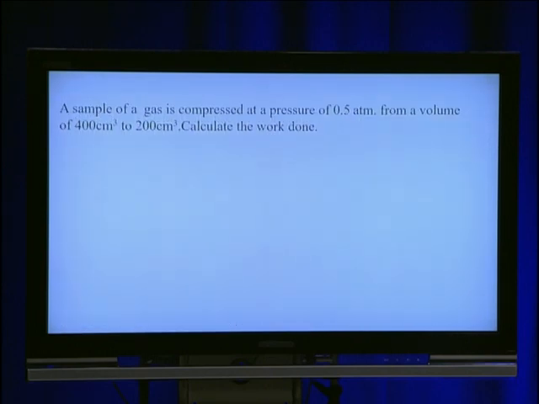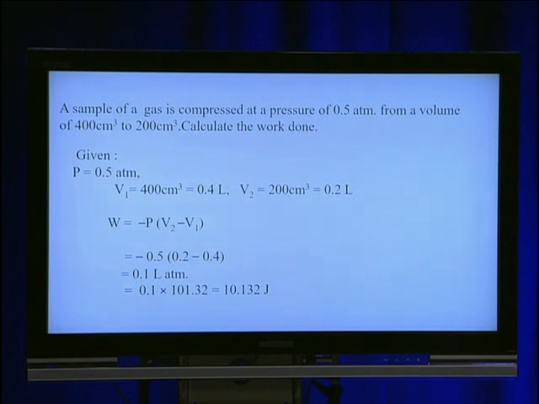Let's look at a simple numerical on the work done. A sample of gas is compressed at a pressure of 0.5 atm from a volume of 400 centimeter cube to 200 centimeter cube. Calculate the work done. So here it indicates that it's a work of compression. The volume is reduced from 400 centimeter cube to 200 centimeter cube, but that process is carried out at a constant pressure of, let's say, 0.5 atm. How do we calculate the work done? So it's all given here.